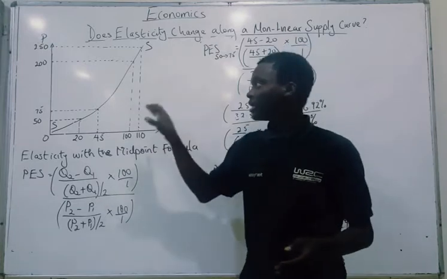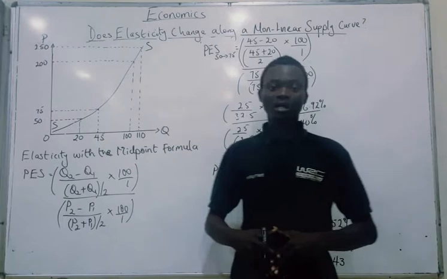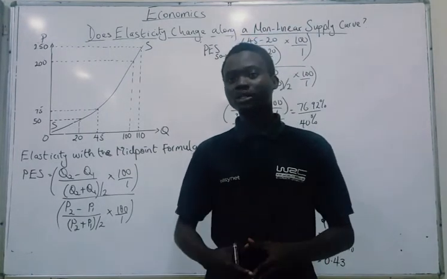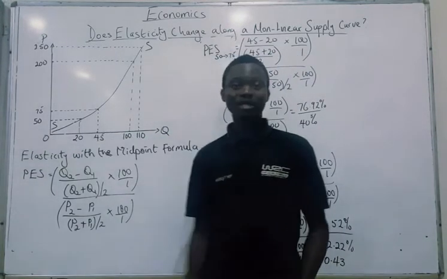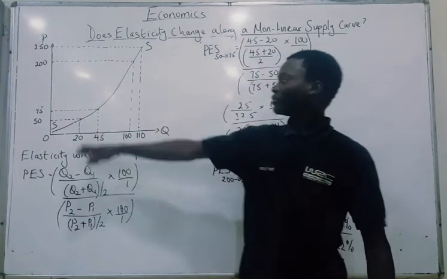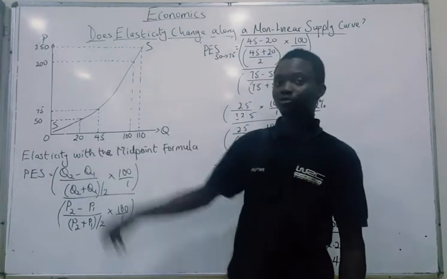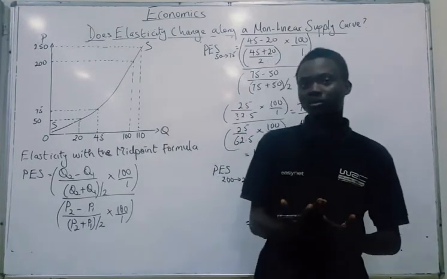So let's assume that this supply curve represents the supply curve of a bakery, where bread is being made. Now, immediately when the price of bread was 50, when the price in the market was 50, it's our producer that was producing 20 loaves of bread, which is something that is normal.